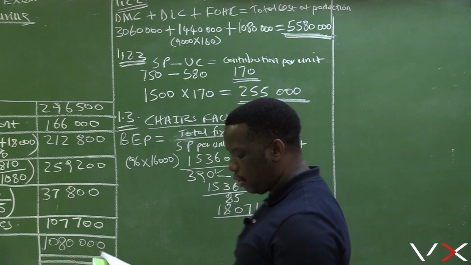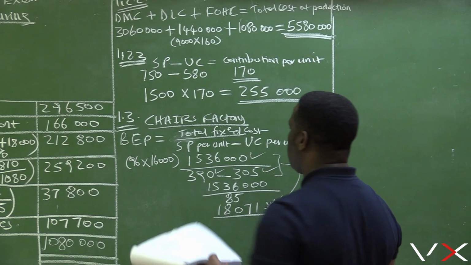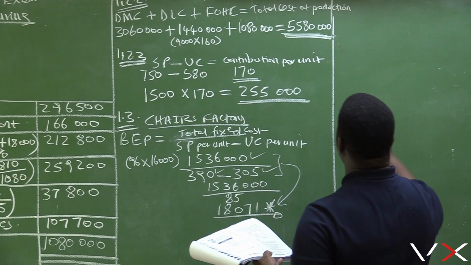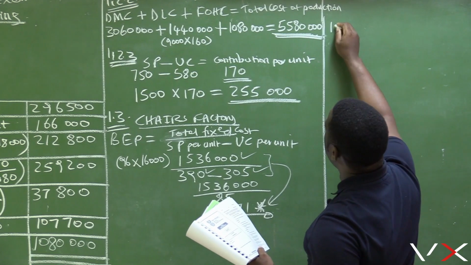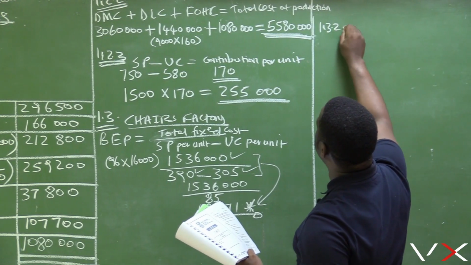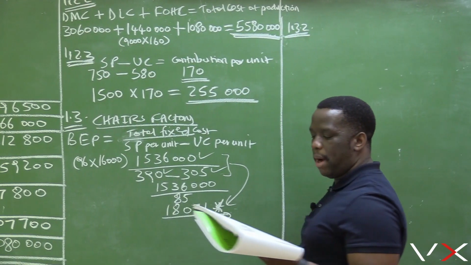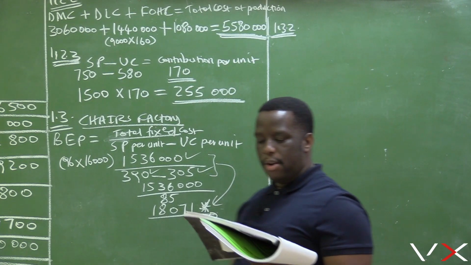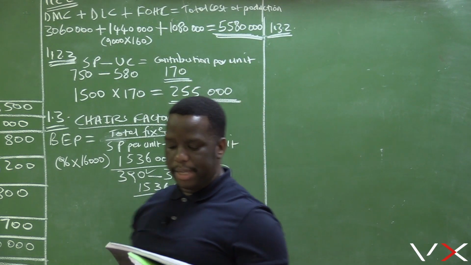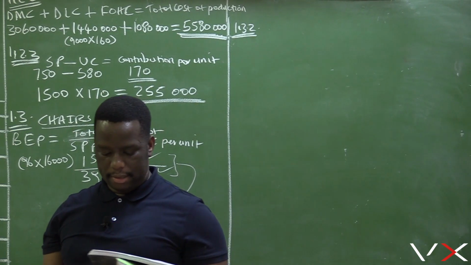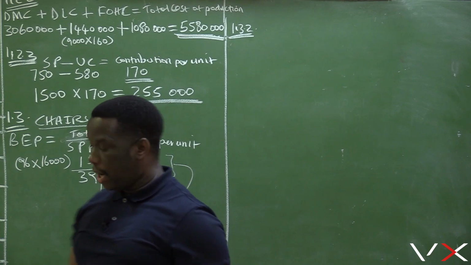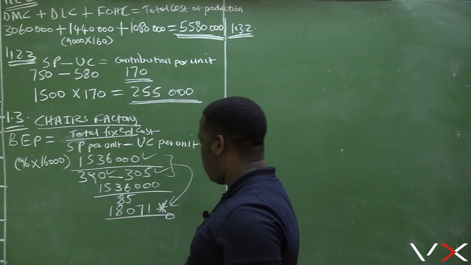1.3.2. So 1.3.1 was to prove the break-even point. We have proven that 18,071 is correct. So now we are proceeding to 1.3.2. Comment on the break-even point and the production level achieved. Quote figures, 4 marks. So now we need to comment on this break-even point.